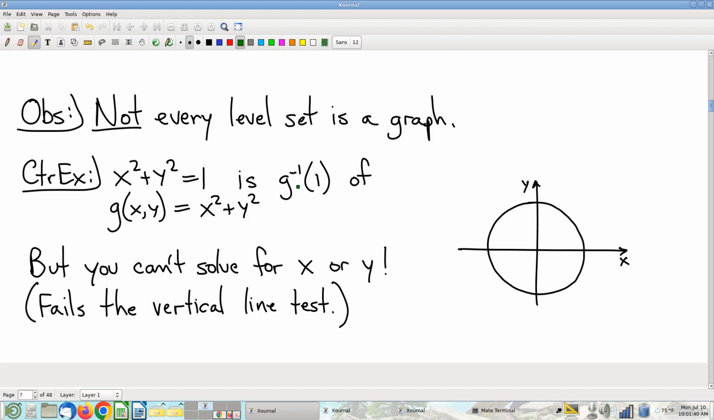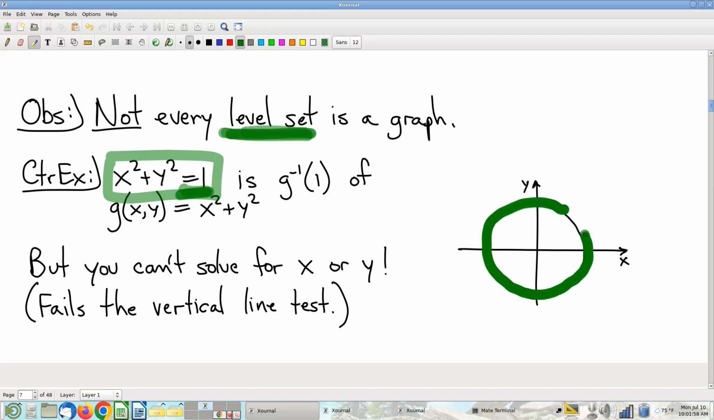So every graph is a level set, super nice. Sadly, it doesn't go the other way. Not every level set is a graph. Easy counterexample. Here's a level set. I know it's a level set. And it's easy to draw a picture of that level set. There it is. And it's not a graph, because if it were a graph, it would have to pass the vertical line test, which it clearly doesn't.